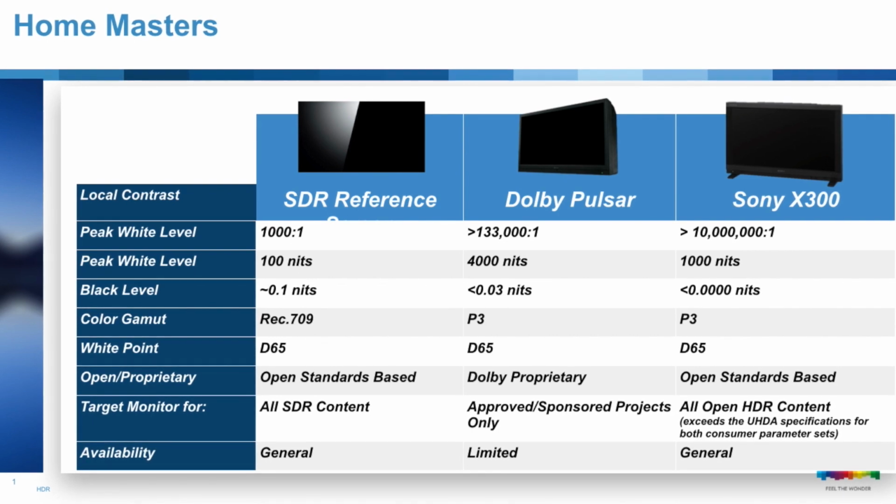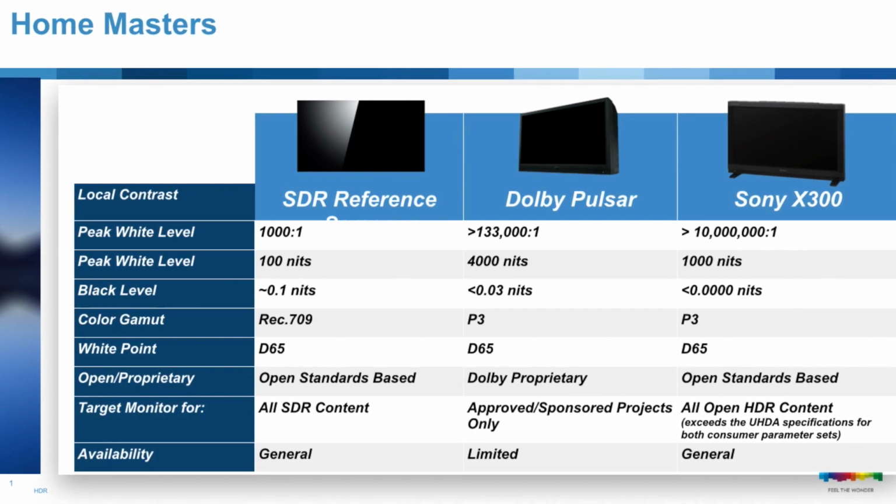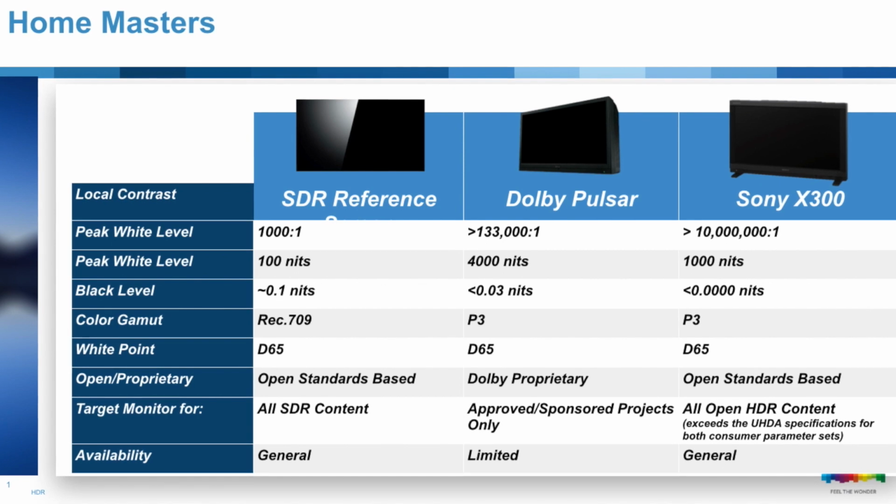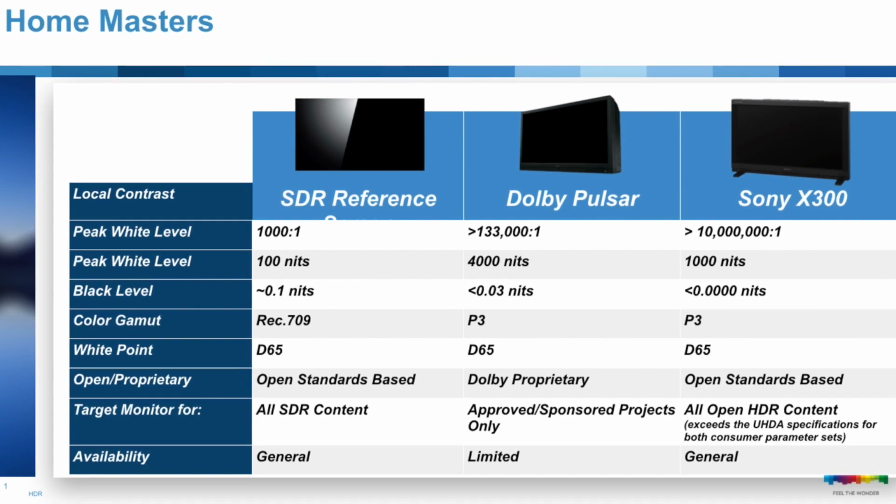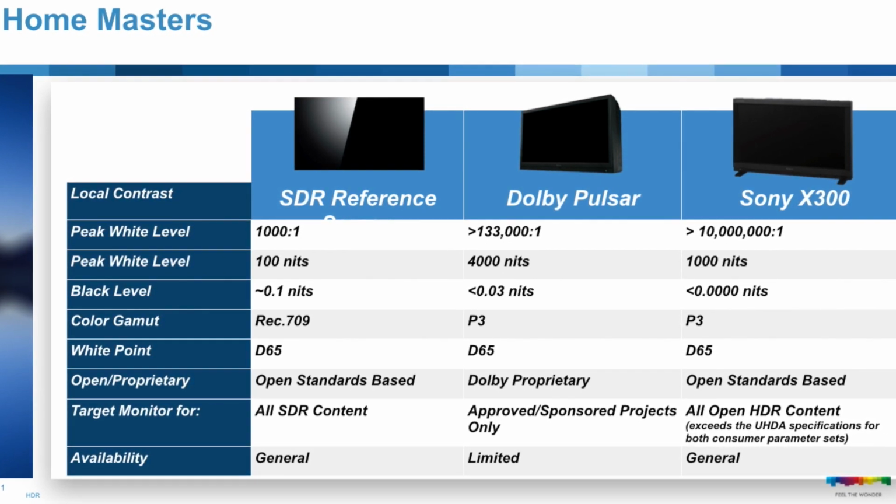These are mastering displays. I use an SDR reference because there are several SDR references, so this just represents one, which would be roughly 1,000 to 1 local contrast, depending on the black level you can actually get off the screen, but that's usually what we target. 100 nit peak, it's a 0.116 nit level, but approximately 0.1. Rec. 709 color, D65 white point. This is open standard space because we've had Rec. 709 for years. So all SDR content can be graded to this monitor, and these monitors are generally available.